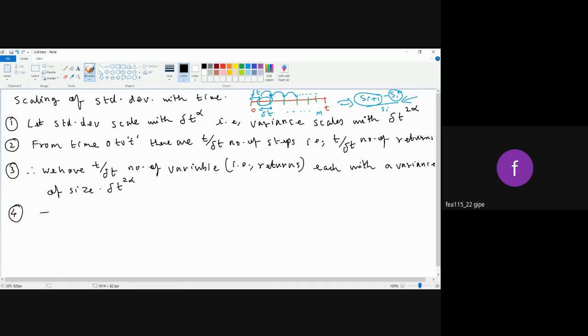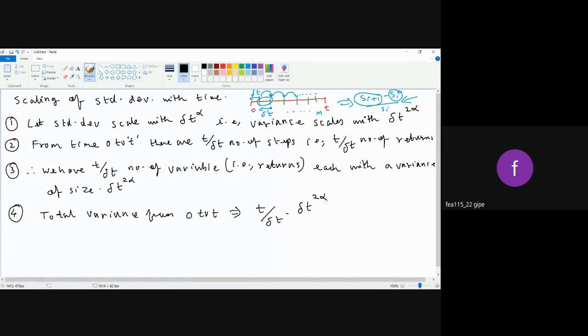So the total variance, if I add up all of these individual variances, from 0 to t, let me write this explicitly as well. This will be t by delta t into delta t raised to 2 alpha. I'm simply adding them up.